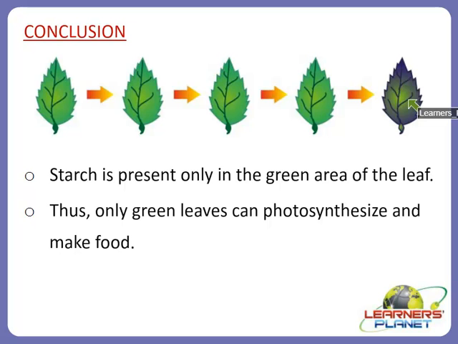So what can be the conclusion? We can see that some of the portion has turned bluish black, but the remaining portion is the same. This means that starch is present only in the green area of the leaf, and in the rest of the leaf starch is not present. Thus, we can conclude that only green leaves can photosynthesize and make food. The rest of the plants which do not have green leaves cannot photosynthesize and cannot make food. So this is the conclusion of our experiment.